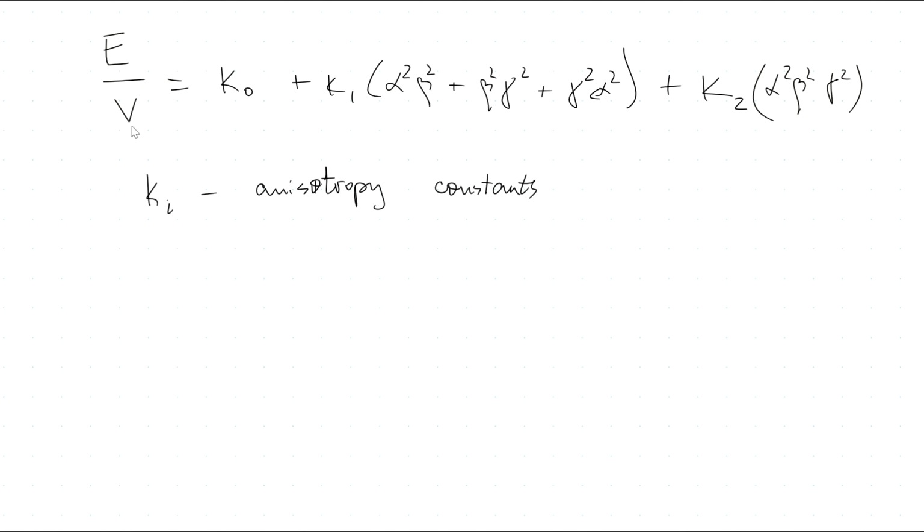If you look at the dimensionality, that's energy per unit volume. So the units of this are joule per, let's say, cubic centimeter or cubic meter, whatever you want to use. Let me use per cubic meter. That is a convenience of digital whiteboard. Okay, now alpha, beta, and gamma are directional cosines.